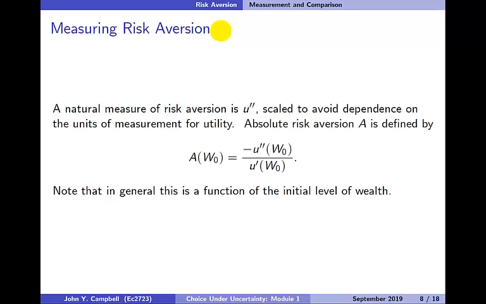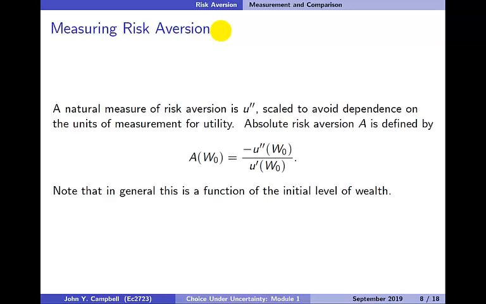But of course, we're going to have to scale it appropriately to avoid any dependence on the units of measurement for utility, because as we said at the beginning, cardinal utility is invariant to positive affine transformations. So there are no natural units. So how are we going to scale? We're going to scale by the first derivative. That way, if you multiply the utility function by any positive coefficient, it won't change the measure of risk aversion.